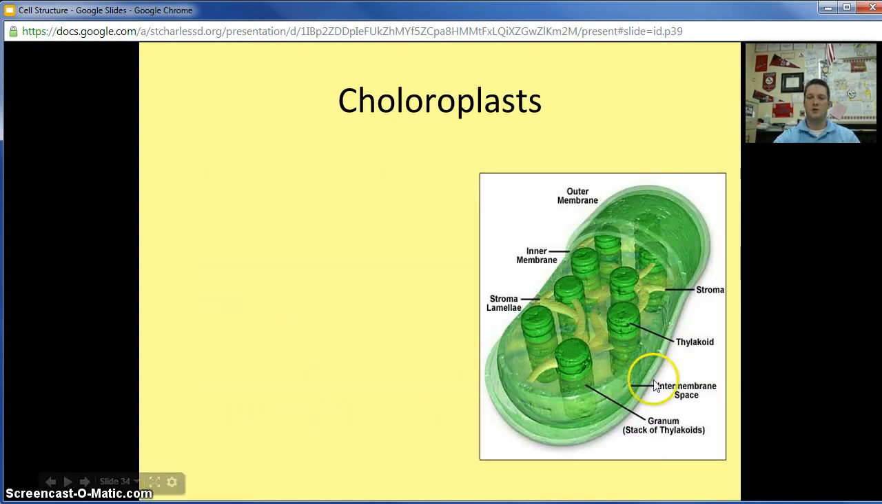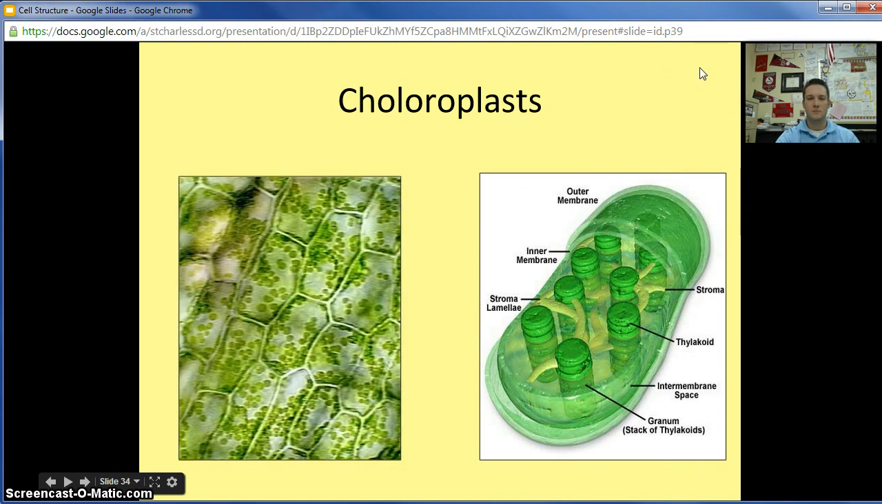Okay, here's a picture of a chloroplast. You'll notice we have an outer membrane and a bunch of folded membranes inside, kind of like we saw in mitochondria. Okay. This is a cartoony picture. This is an actual micrograph. This has not been stained.